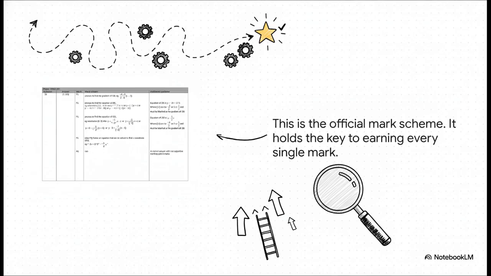Okay, so this document right here, this is our roadmap. It's the official mark scheme for this question. Think of it as a cheat sheet for getting full marks straight from the source. We're going to follow its instructions to the letter, so we don't drop a single process or accuracy mark. This isn't about luck, it's all about strategy.